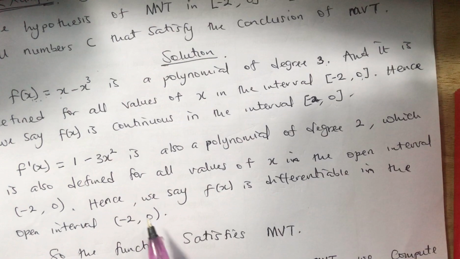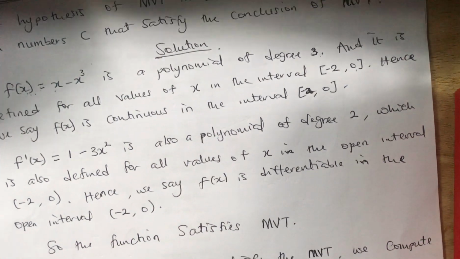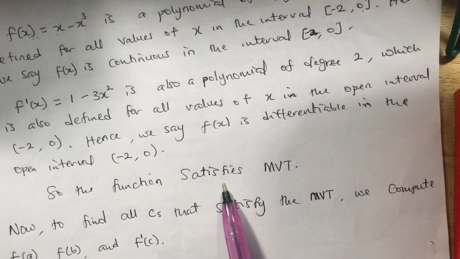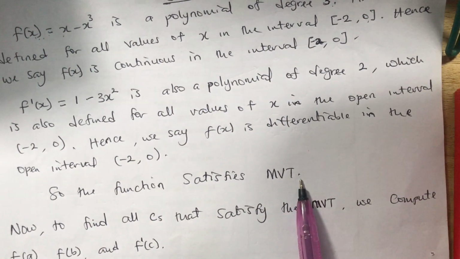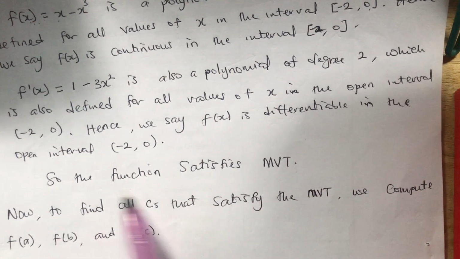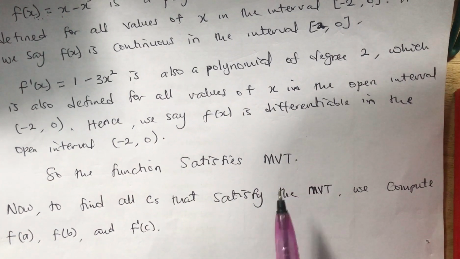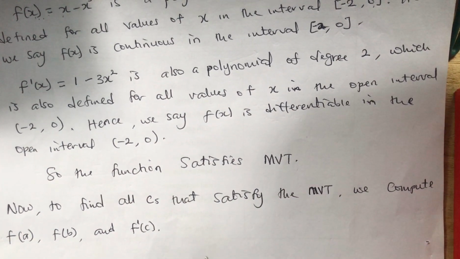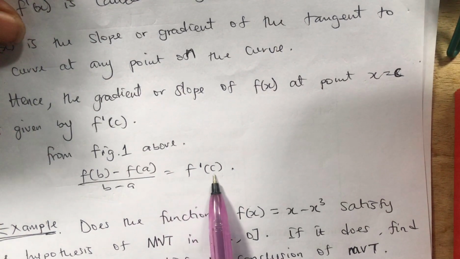So here we check for the two conditions of the mean value theorem. The function satisfies MVT since it is continuous in the closed interval and it is also differentiable in the open interval. Since it satisfies MVT, there is a point C between A and B such that f of B minus f of A over B minus A equals f prime of C.